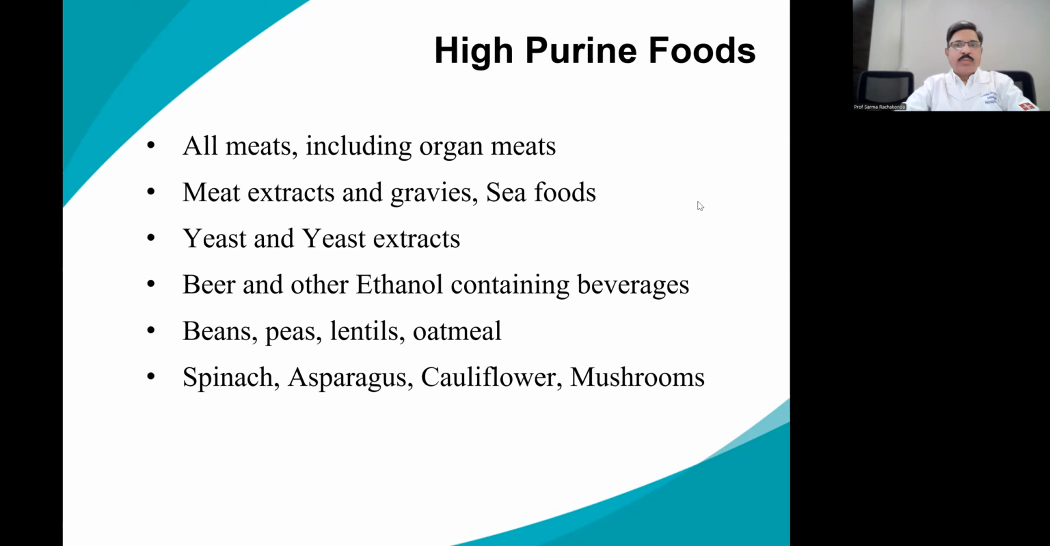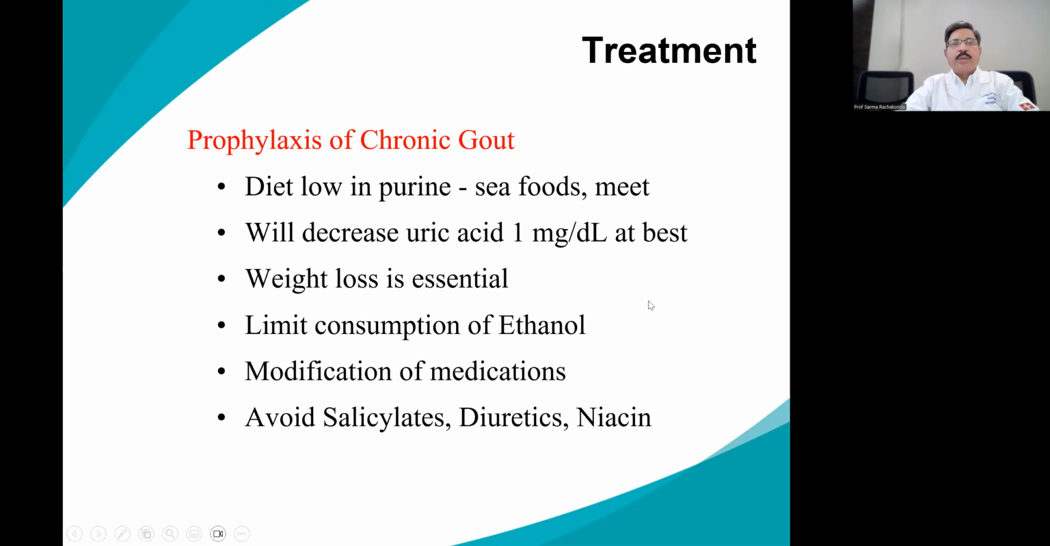So now, prophylaxis of chronic gout. Can I prevent it becoming chronic? Can I give a prophylactic treatment? Yes. Diet low in purine, particularly seafoods and meat. Then you start giving him vegetables, lentils and all. You generally advise them to become vegetarian. Diet will decrease the uric acid by 1 milligram. Weight loss is essential. Limit consumption of alcohol. Modification of medication: avoid salicylates, diuretics, and niacin. Niacin is the one which promotes purine metabolism.